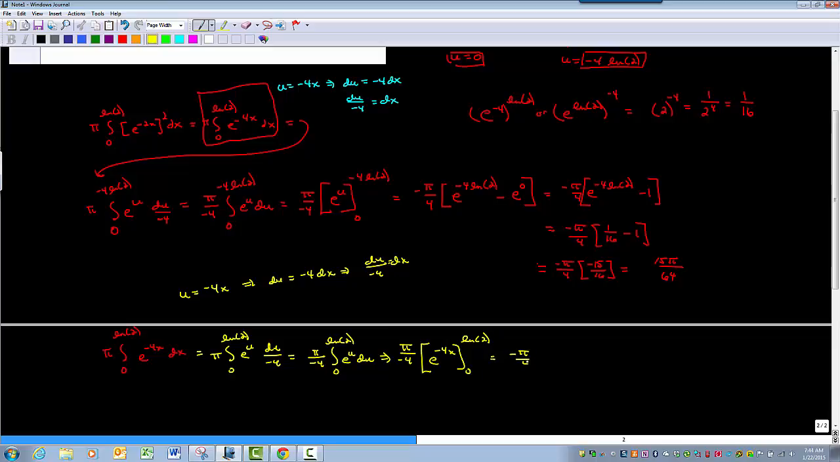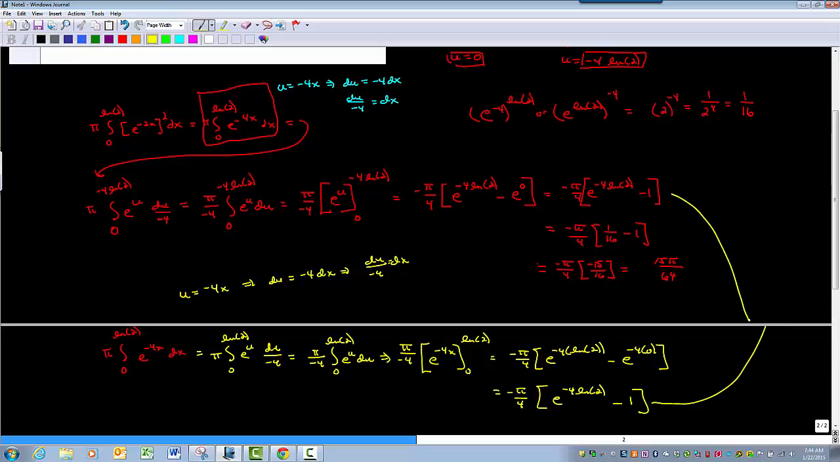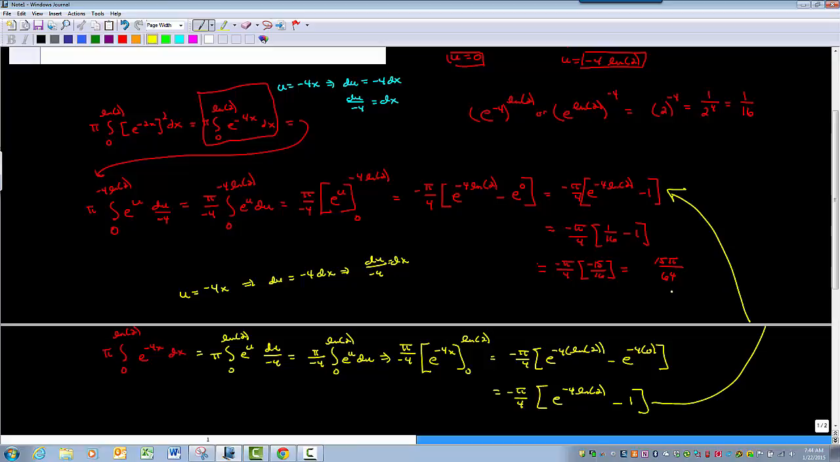So this will be negative pi over 4, and this will be e to the negative 4 times the natural log of 2 minus e to the 0, which is 1. And if you notice, this guy is exactly like that guy. Okay, so that's how we go ahead and solve a problem like that.